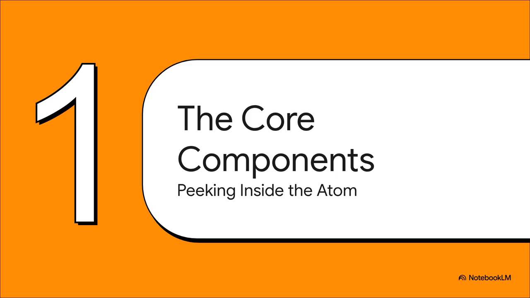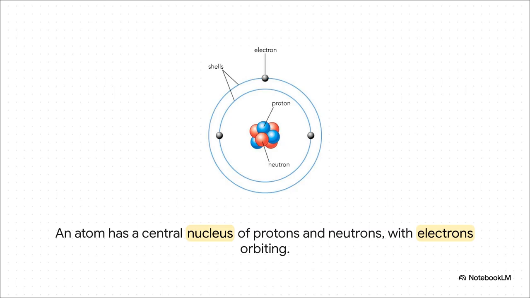Okay, first things first. If you want to understand how something is built, you got to know what's in the box, right? And for the atom, that parts kit has just 3 fundamental pieces. So here's the basic model. You've got this dense core right in the middle. That's called the nucleus. And then zipping all around it, you have these things called electrons. Now inside that nucleus are our other 2 particles, protons and neutrons. Let's meet them one by one.